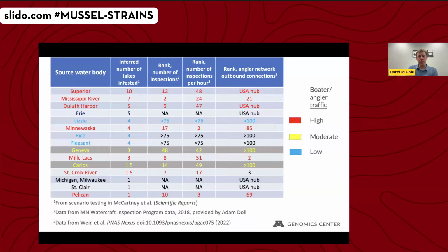So one of the other things that we did in this paper, or that Mike did really, is compare the information about boat traffic, using either data from the Minnesota Watercraft Inspection Program from the DNR or from an app that tracks connectivity between lakes based on anglers reporting their fishing information.